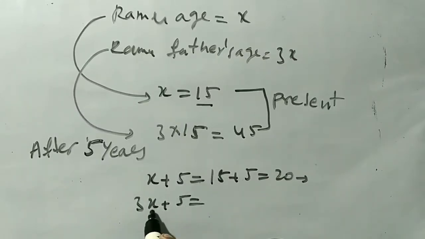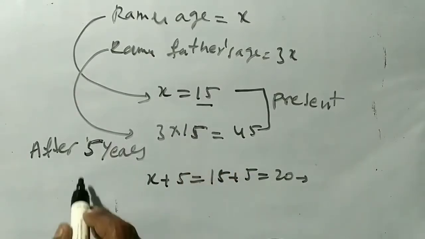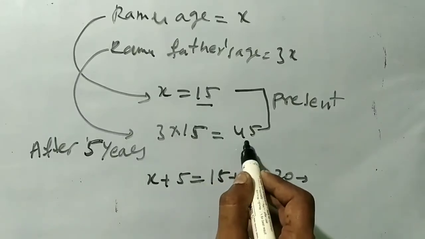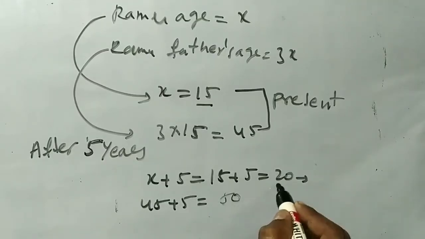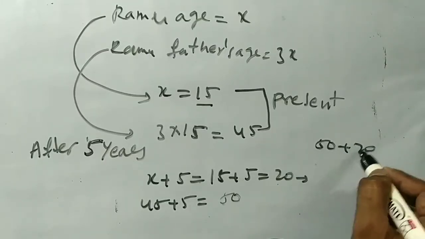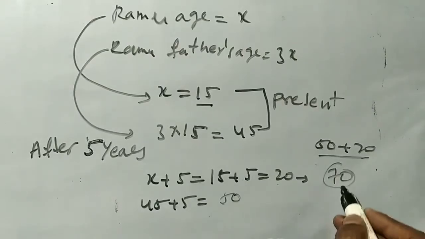We know 3x is equal to 45. Just add the 5 after 5 years to the 45, that is 45 plus 5, which is 50. Then 50 plus 20 is equal to 70. That is the summation of the two ages, Ramu's age and Ramu's father's age after 5 years, which is equal to 70.